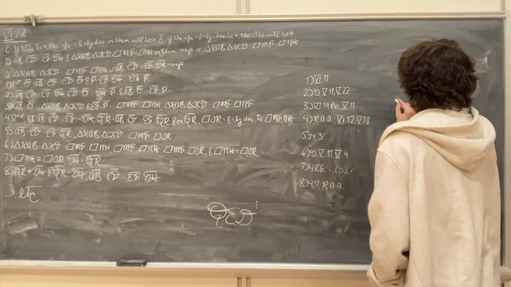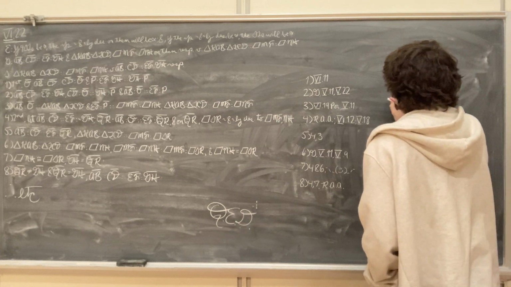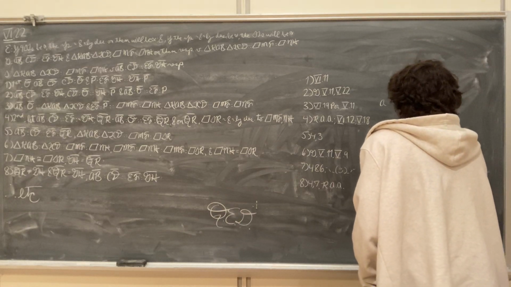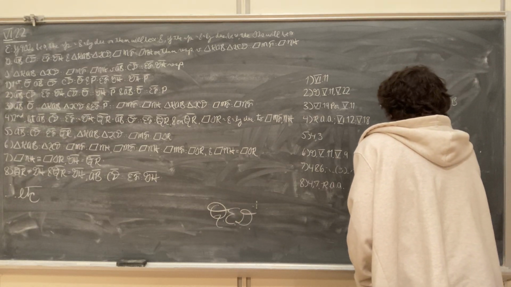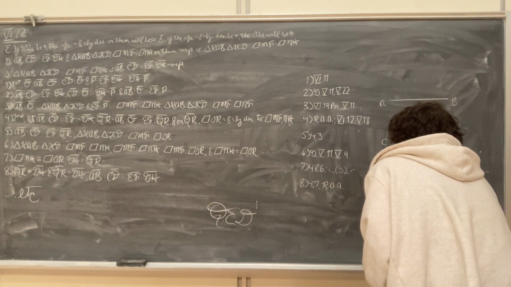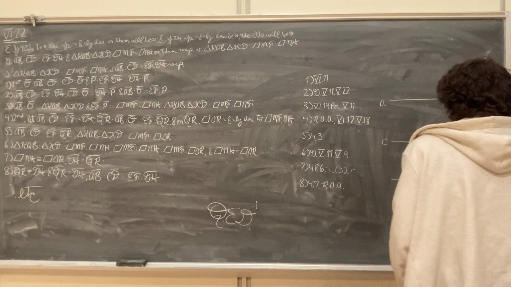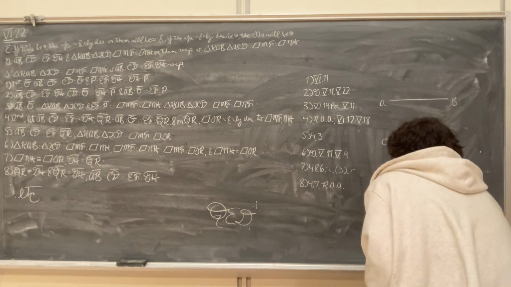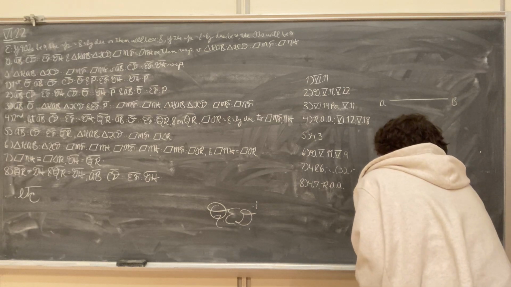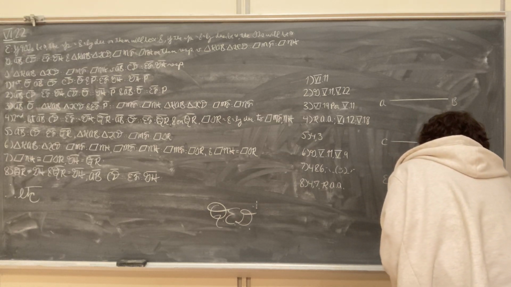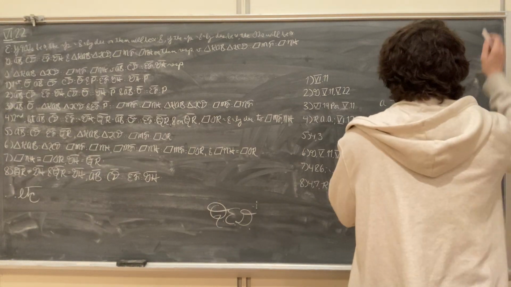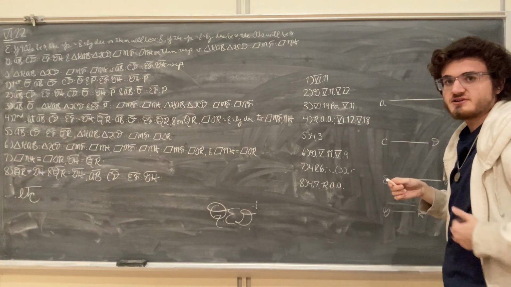Now, we're given four straight lines, AB, CD, EF, and GH. And on them, we're going to have two similar rectilineal figures.